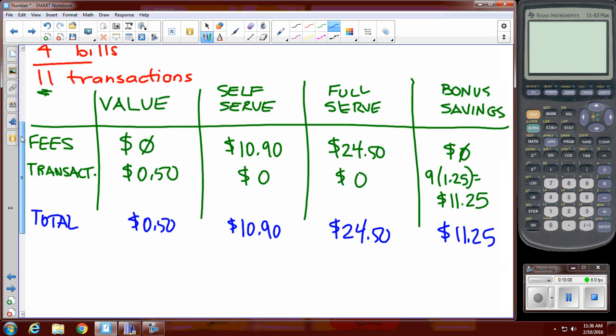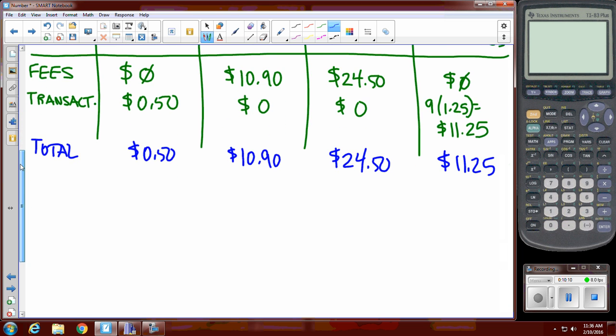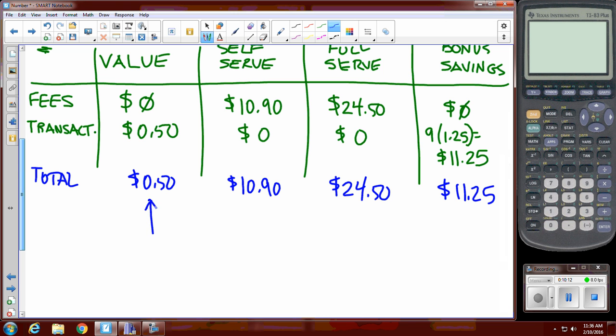Now we have to tell her which account to choose. Definitely this has the lowest cost. So we say Mary should choose the value account.